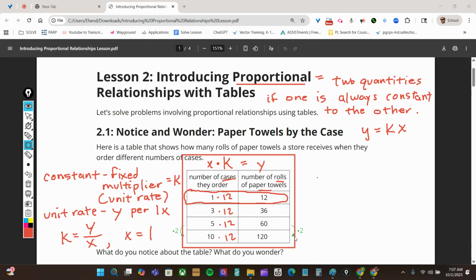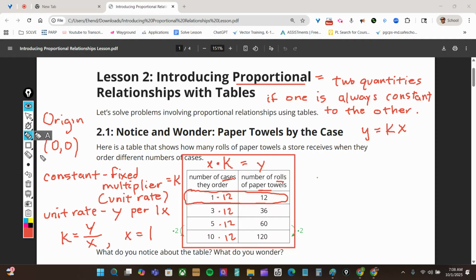For two quantities that have a proportional relationship, there has to be the same constant, and the equation is y equals kx. And the other thing is that it has to start at the origin. And you know from graphing, the origin is 0, 0. All right. So copy that in your notes the best way you can.